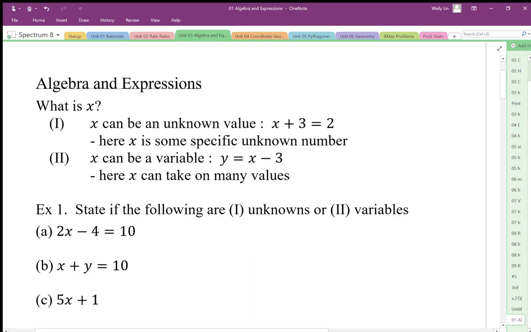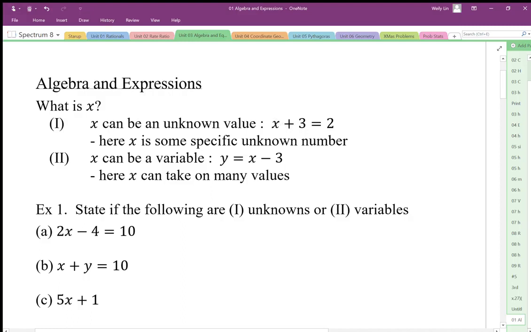So for example here, x plus 3 equals 2. Well, this x is a specific number. In fact, this x can only be one number, and that number is -1. Otherwise, that equation is not true. So this is an unknown value. Okay, so these are ones that we can actually solve for.